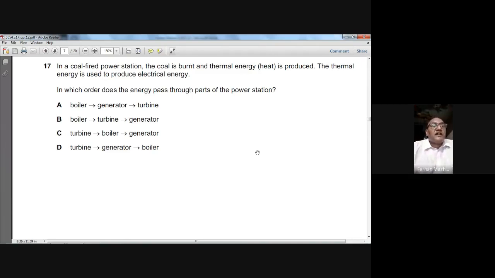You see, where the coal is burnt and the water is boiled and steam is produced, that is called the boiler. The steam from the boiler, which is at very high pressure, is used to turn the turbine. So first comes the boiler, then the turbine, and then the turbine rotates and, with the help of a shaft, it starts rotating the generator. So boiler, turbine, generator. B is the choice. Question number 17, B is the choice.